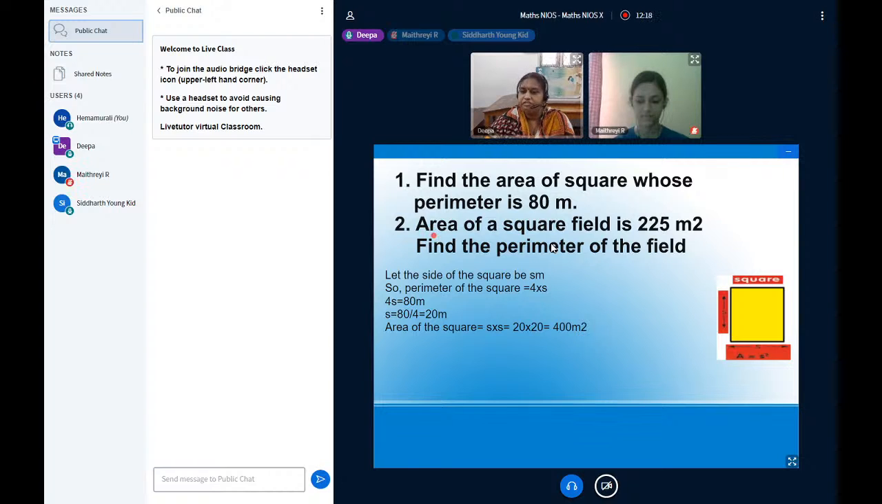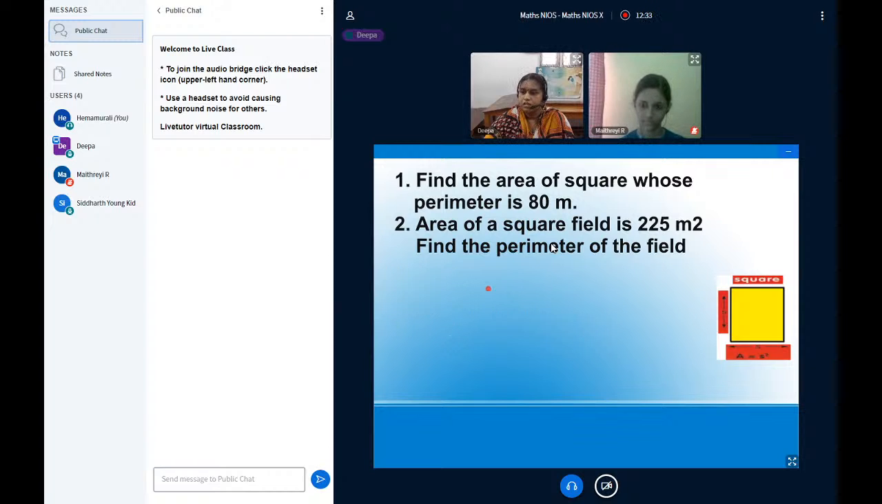Area of the square field is 225 meters square. Find the perimeter of the field. Here they gave the area of the square and ask us to find the perimeter of the field. So area of square is equal to what is the formula? Area of the square, side into side. So s square is equal to what they already given? Area of the square is 225 meters square.